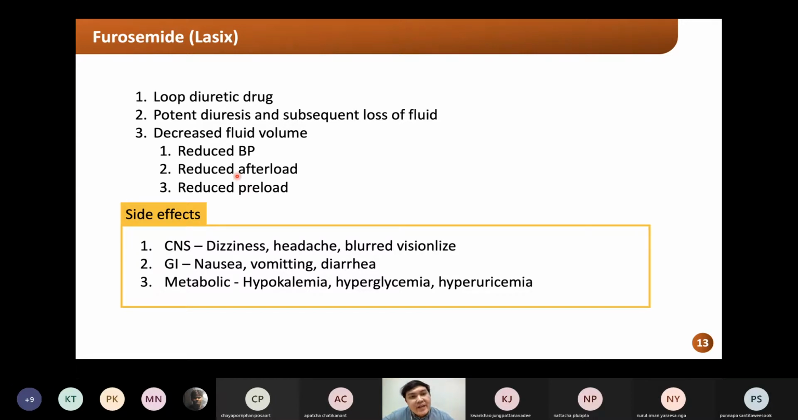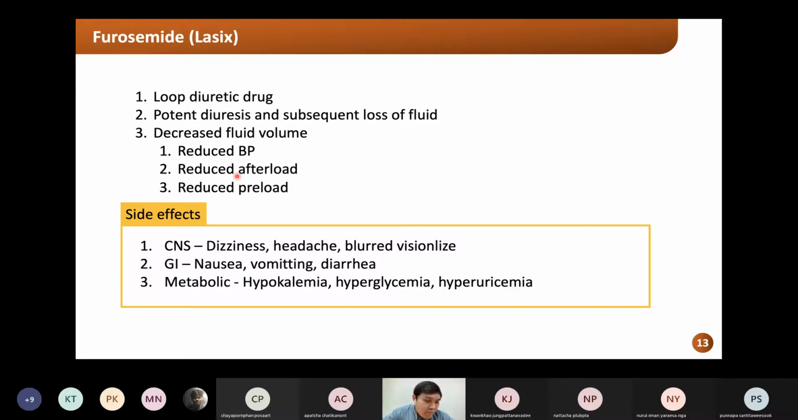And the side effects of furosemide: when we look at the central nervous system, it can cause the patient dizziness, headache, or blurred vision as well. And about the GI tract, or gastrointestinal tract, it can cause the patient nausea, vomiting, or diarrhea in some cases.